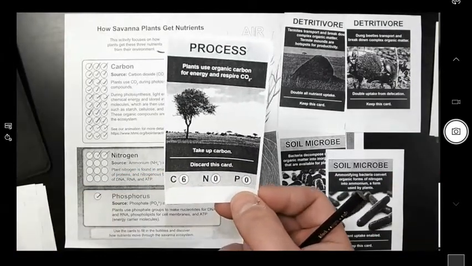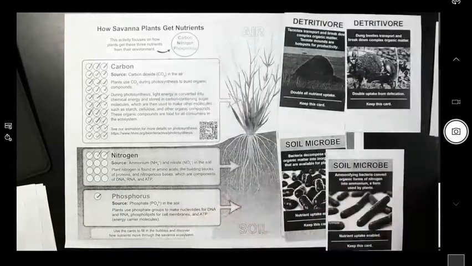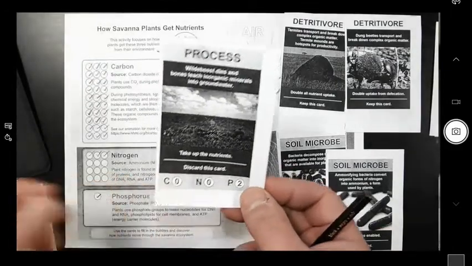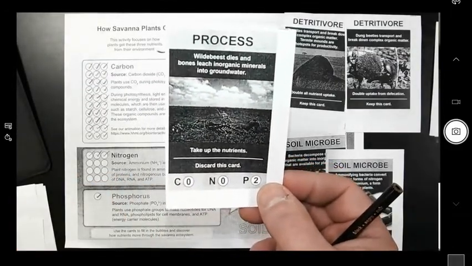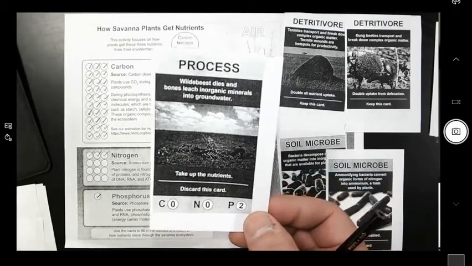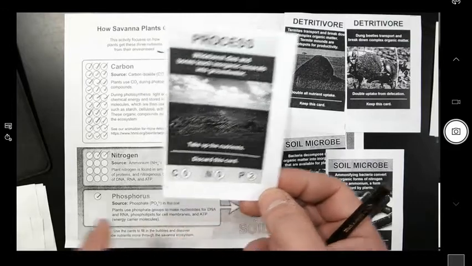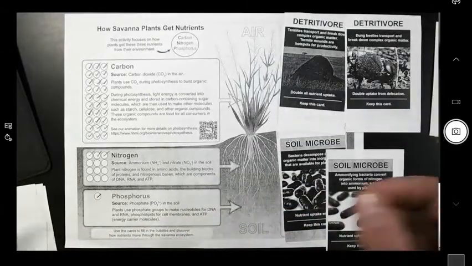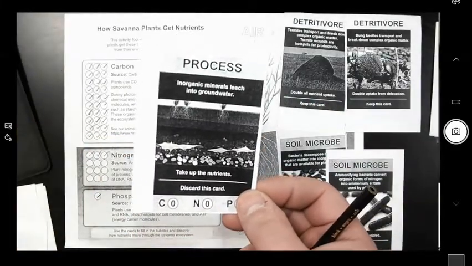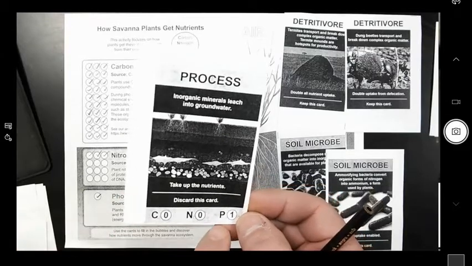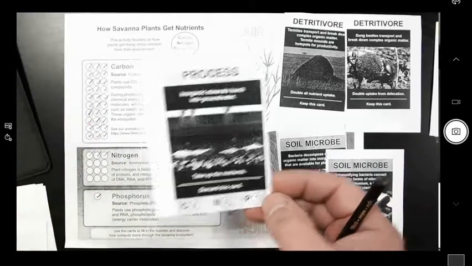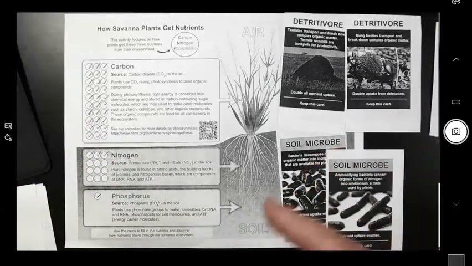Plants use organic carbon for energy and respire. Hey, same one. Who shuffled this? Oh, wait a minute. Wildebeest dies and bones leach inorganic minerals into groundwater. Groundwater again. But it's phosphorus, we're already good on our phosphorus, so that doesn't do us any good. Inorganic minerals leach into groundwater. Take up nutrients. Oh, another phosphorus. Seems like the only time we see phosphorus is when we have groundwater. Well, that's not true. A little bit of a few others, but.